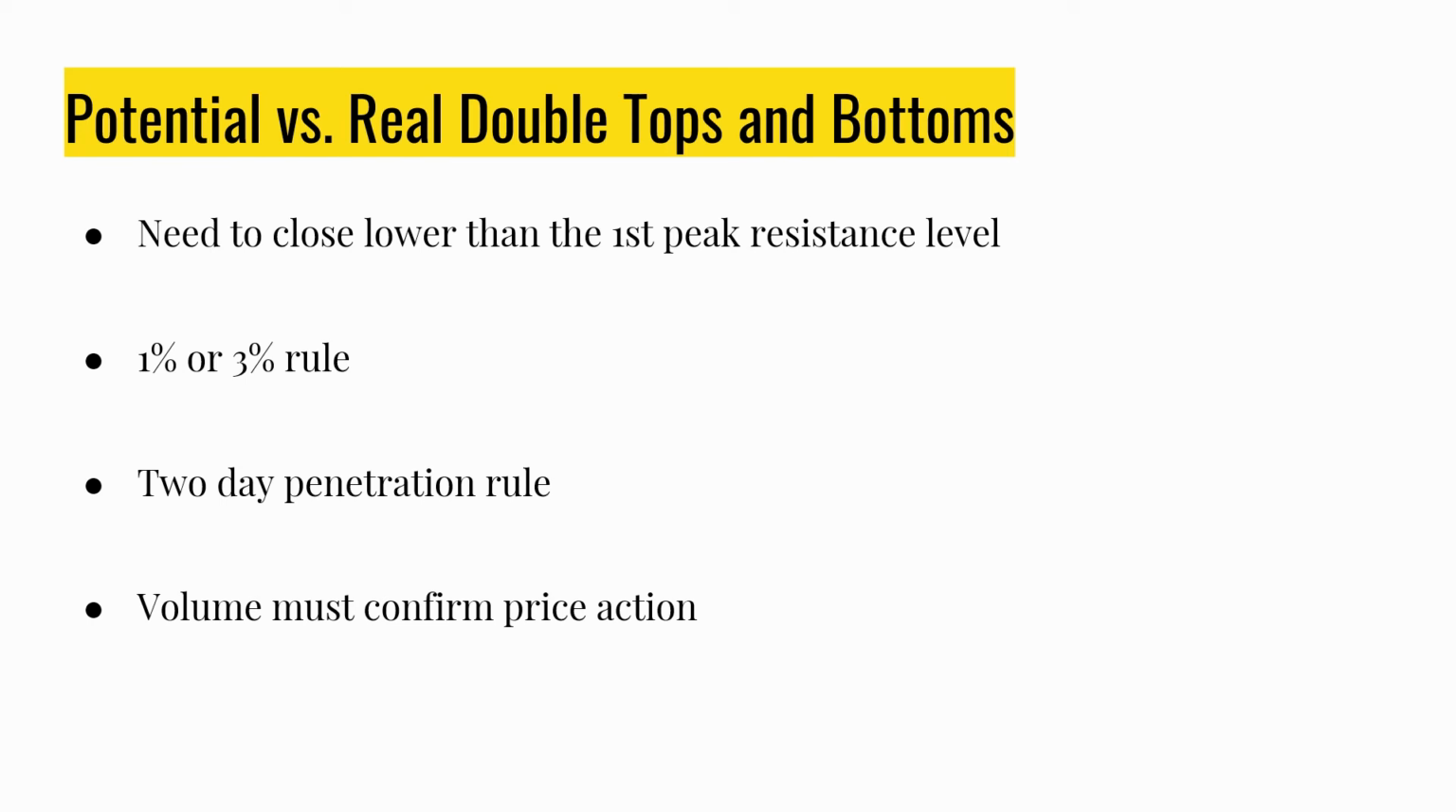For instance, if we see the second peak has higher volume than the first peak, it may mean that price is only consolidating and we can see a move upwards. Double tops and bottoms, triple tops and bottoms, and head and shoulders all follow the same rule of volume, so make sure you understand the rules of volume.